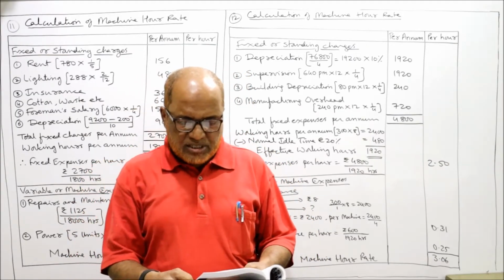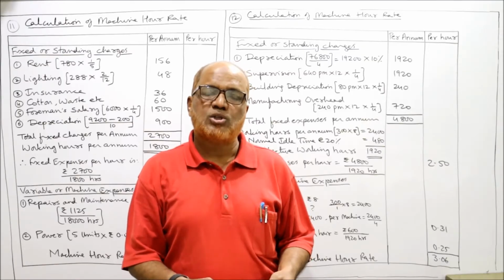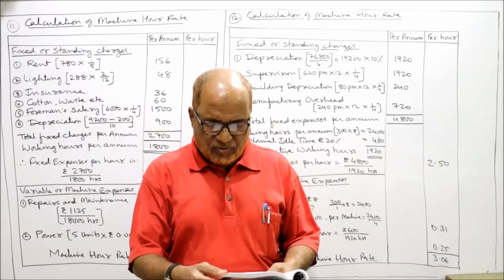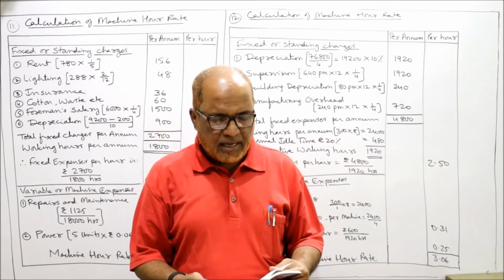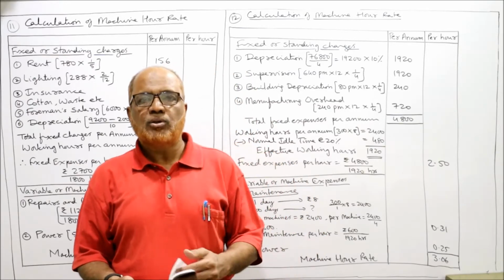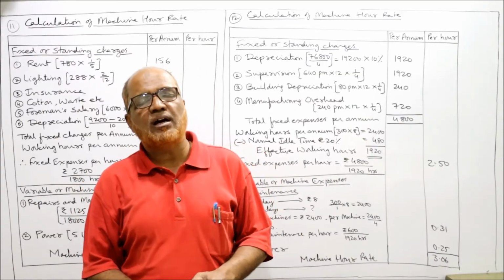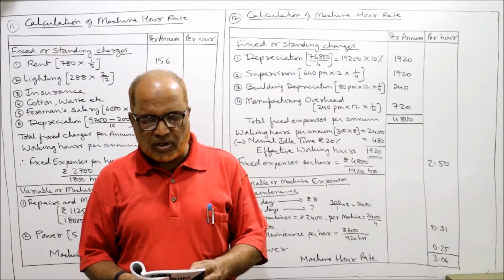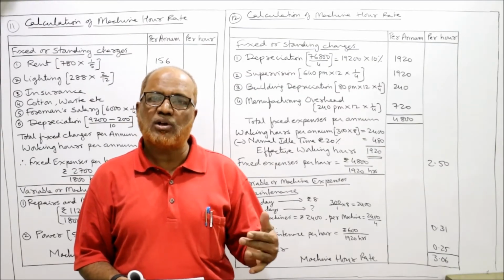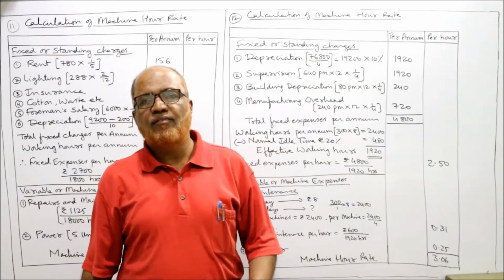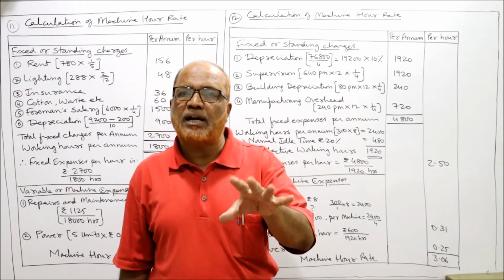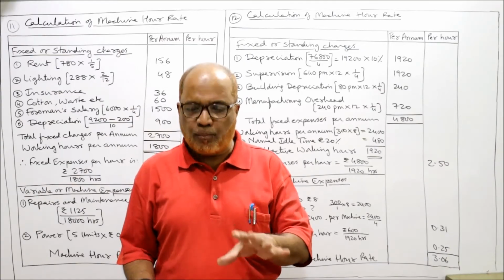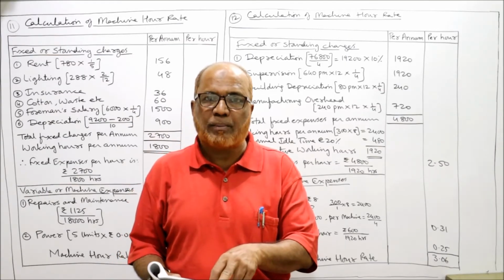Supervision for the group of machines 640 per month. Supervision will be taken under fixed charges. Allocation of building depreciation for 4 machines on a floor area basis 80 per month. So this building depreciation will also be taken under fixed or standing charges. Share of manufacturing overhead 240 per month for the group. This will also be taken under fixed or standing. When it is given that for the group, that means for 4 machines. The 4 machines are in the whole department, so the manufacturing overhead of the whole department is 240 per month.